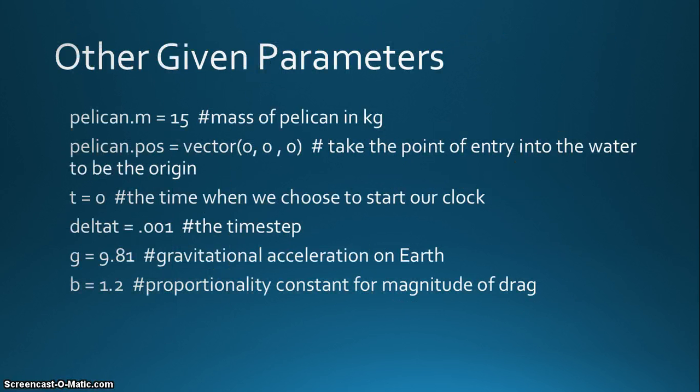Before stepping forward with the problem, one must consider other parameters which are given by the problem. We know that the mass of the pelican is equal to 15 kilograms. The pelican initially starts at the origin at 0, 0, 0, shown in vector format. Time is equal to 0. The delta t time step is relatively small compared to t, which is 0.001. g, as it always is, the gravitational acceleration of Earth, is 9.81 meters per second squared. And in this case, b, the drag constant acting on the pelican, is equal to 1.2.